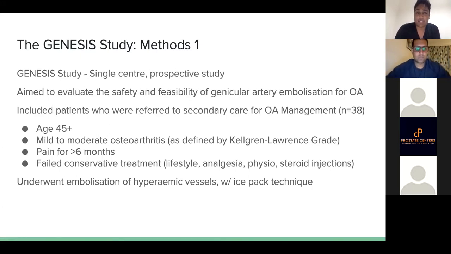The Genesis study is a single center prospective study, and the aim was to evaluate the feasibility and safety of genicular artery embolization for knee osteoarthritis. The patients included were those referred to secondary care for management of their osteoarthritis, with the inclusion criteria of age 45 plus. The osteoarthritis had to be mild to moderate, defined by the Kellgren-Lawrence score, which we'll discuss a bit later. They had to have pain for at least 6 months and had trialed conservative management like lifestyle and analgesia and failed that management. These patients underwent embolization of those hyperemic vessels, along with the ice pack technique, which we'll again touch upon a bit later.